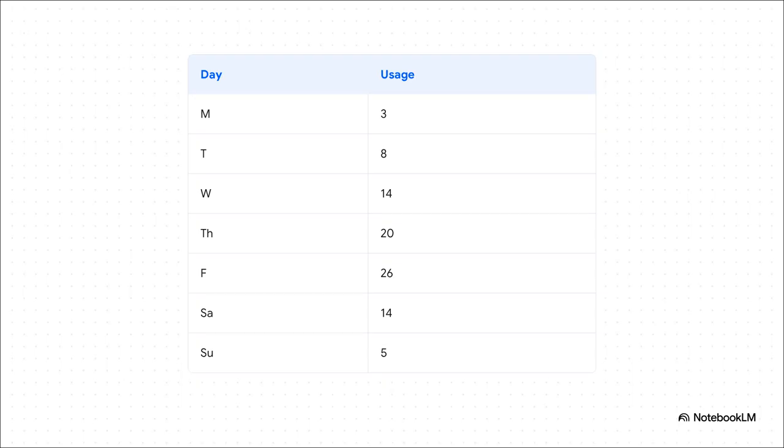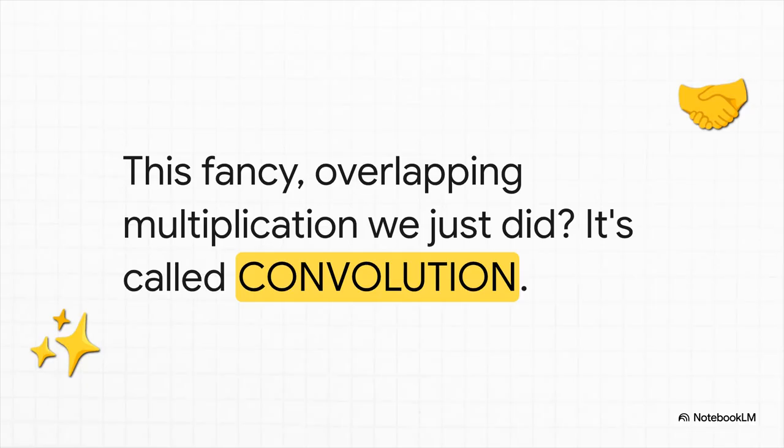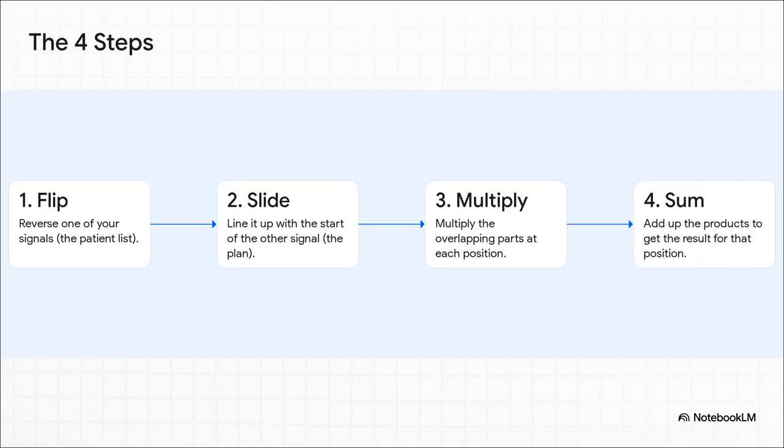So if we keep this process going for the whole week, and we have to remember that patients who started on, say, Friday will still need treatment over the weekend, we get this complete schedule of exactly how much medicine we're using each day. And guess what? This entire process we just walked through, the flip, the slide, the multiply and add, that is convolution. That's all it is. It's just a systematic way to figure out the combined, overlapping effect of 2 different things interacting with each other.